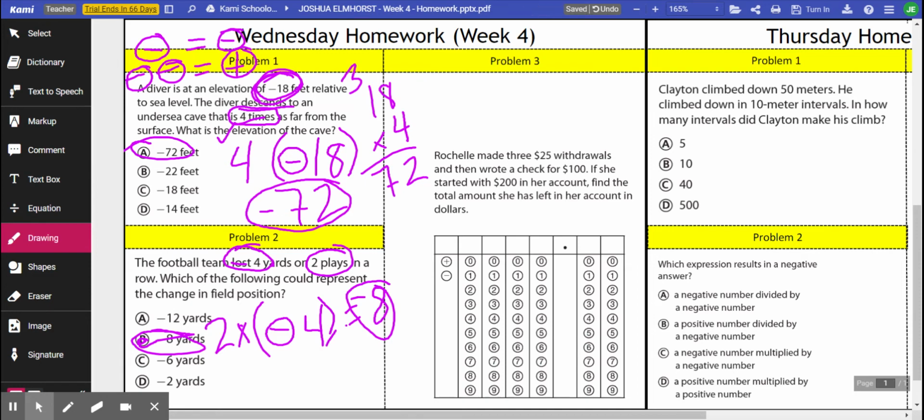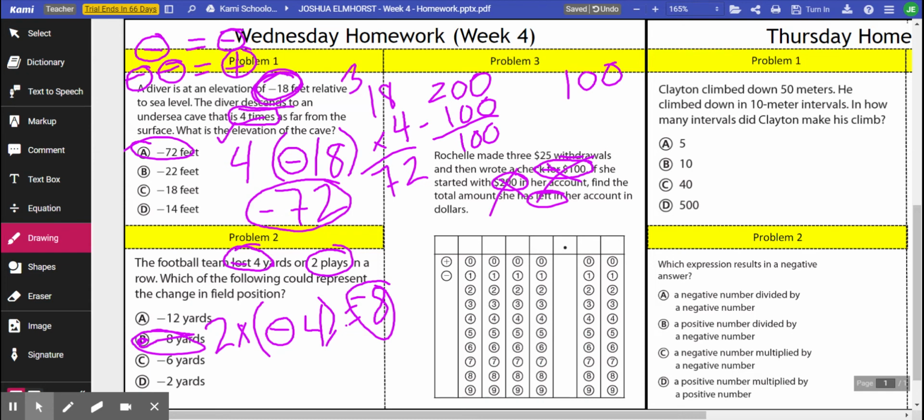Now, Rochelle made three $25 withdrawals and then wrote a check for $100. If she started with $200 in her account, find the total amount that she has left. All right, so withdrawals are going to be negative, and writing a check means money is coming out of the account, so that's going to be negative. So we could take a look at the first thing. She started with $200. She wrote a check. Okay, so we know she has $100 left. We're done with this part.